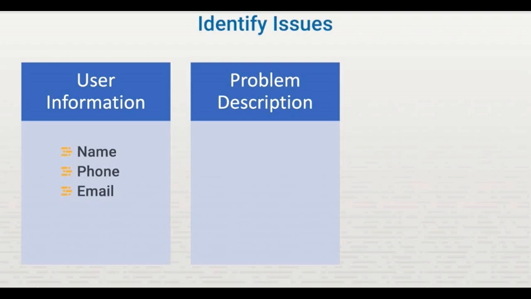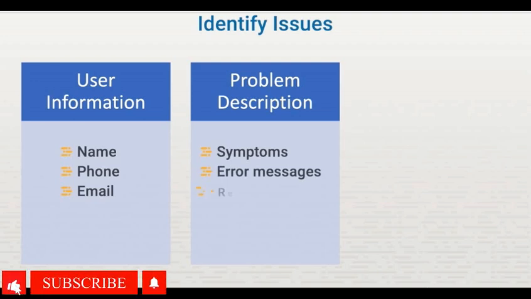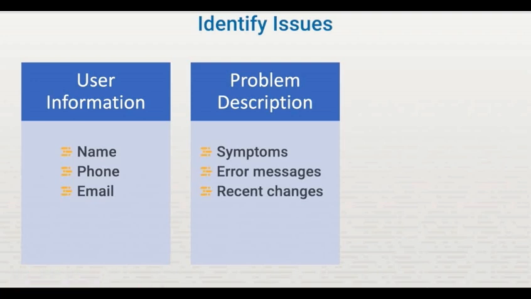Simply writing that the computer isn't working isn't sufficient. Explain exactly what happened. Is the computer powering on? Is there an error message? When did the problem start? Have any changes been made recently that could be creating the problem? The more relevant information you include, the better.